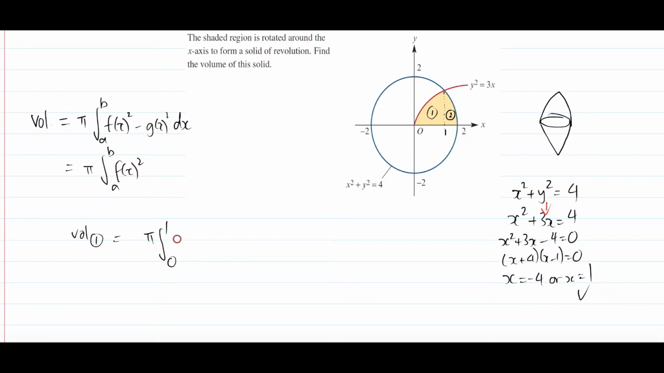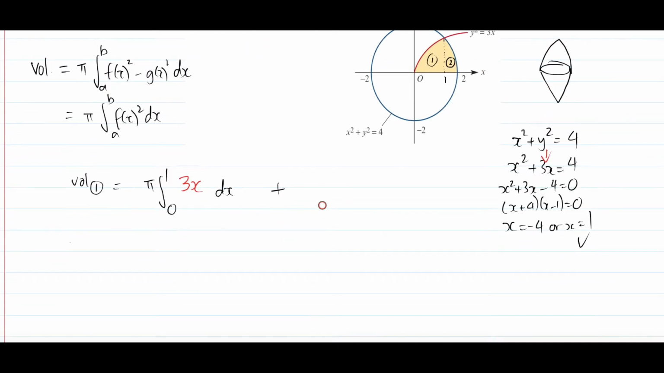You put 1 to 0, and then we use our formula, f(x) squared, dx. Just write in your f(x) squared. This graph, the red graph, is 3x. So put it right here. It's already squared, y squared, so you don't have to square it again. And then just integrate that. You get volume number 1. And then you add it with volume number 2.